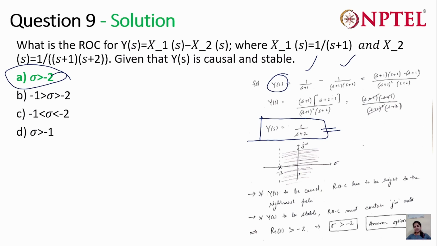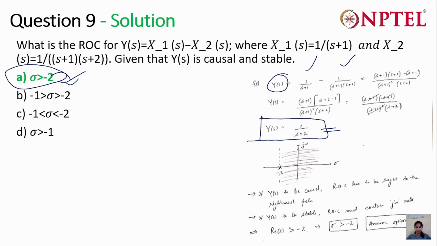And to be stable, the ROC must contain the j omega axis. That also is satisfied by this. So your sigma is greater than minus 2. This is just a small trick. So if x1 and x2 are given, first you find what is y of s, what is that fraction, and then with that, if you take the poles and then you use the information that's given to you, you can get the answer.